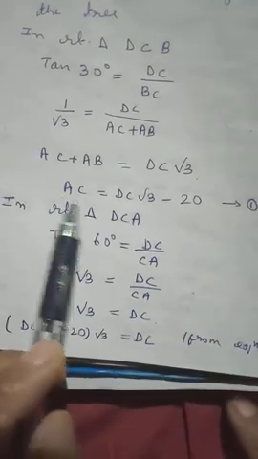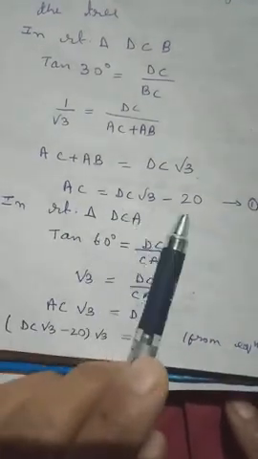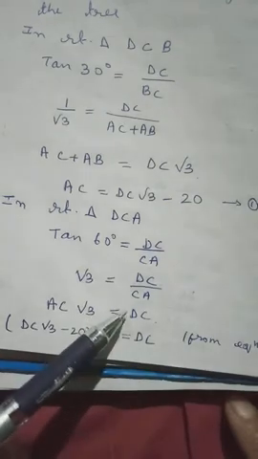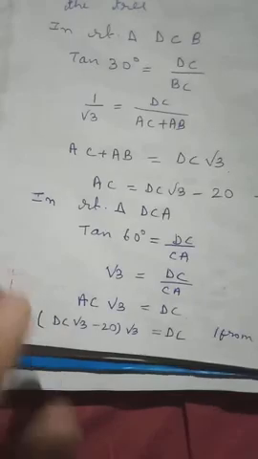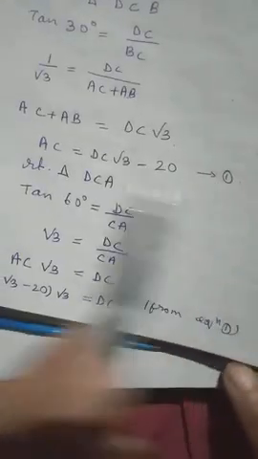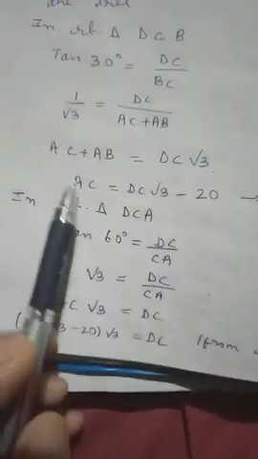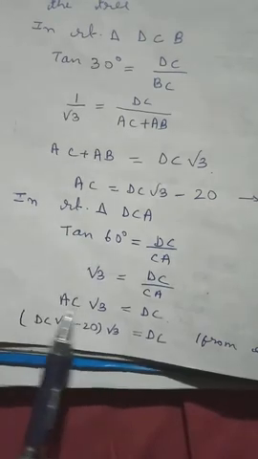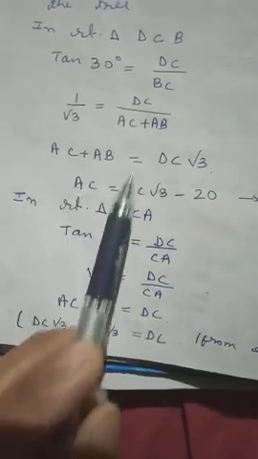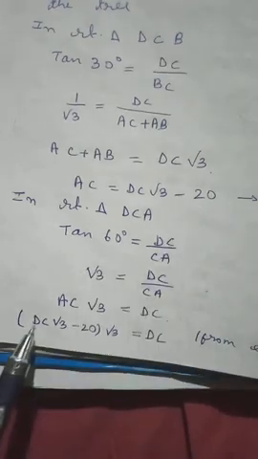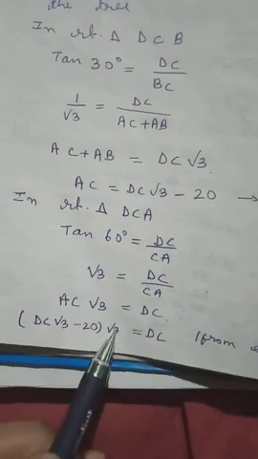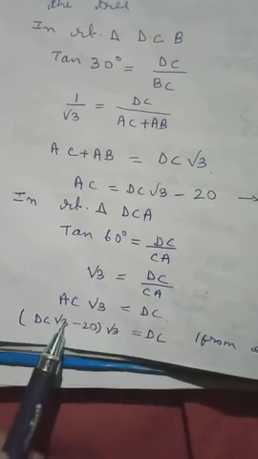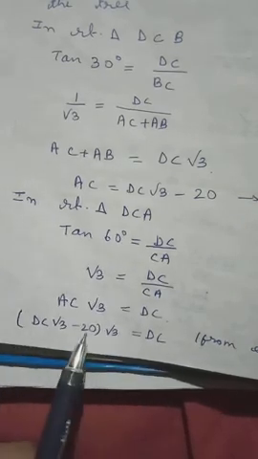Now from here we have AC equal to DC root 3 minus 20. Either you replace this one there, or replace this one here. Since we already wrote it as equation 1, let's replace this one here. There we have AC, here also we have AC. So in place of this AC, we can replace with this one. Remember, we get this from equation 1, and this root 3 is from here only. So root 3 into root 3 will be 3 DC. 20 into root 3 will be 20 root 3.